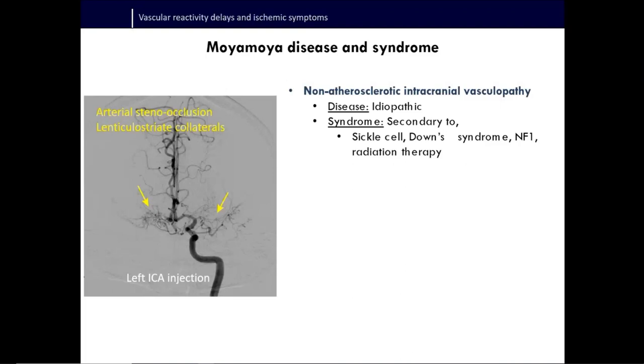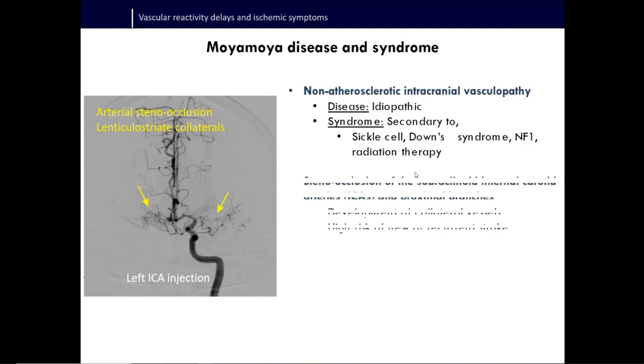So when we talk about Moyamoya disease and syndrome, and for those that are unfamiliar with this, this is fundamentally a non-atherosclerotic intracranial vasculopathy. And it can be either a disease, so that means it's idiopathic, so it's not secondary to anything else, or it can be syndromic. And it's a relatively common secondary condition to things like sickle cell disease, Down syndrome, neurofibromatosis, radiation therapy. There's some other things as well.